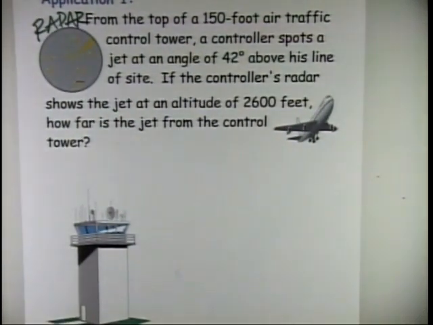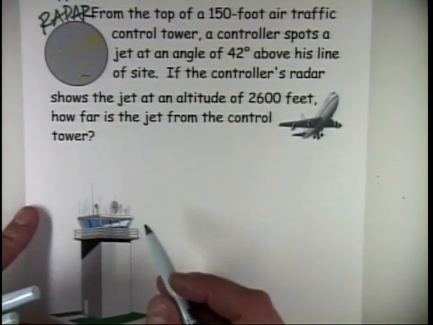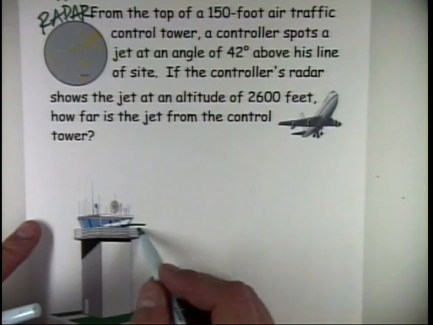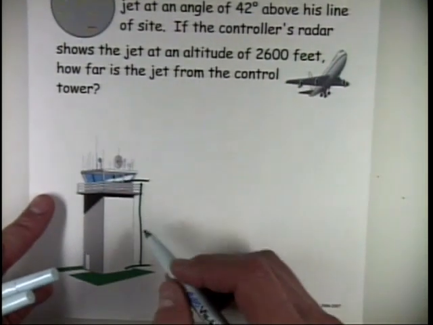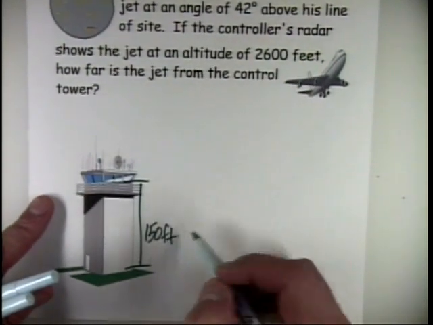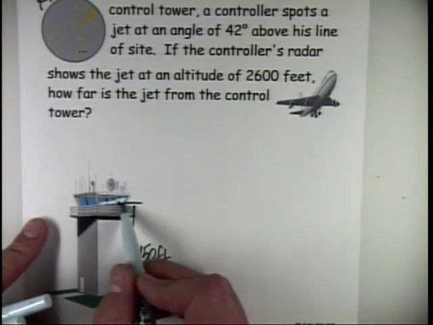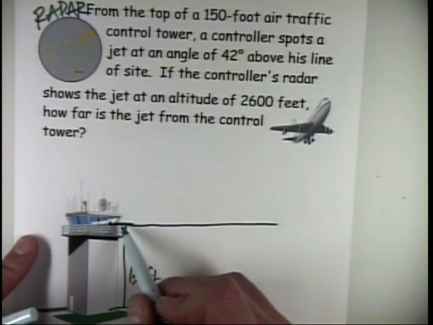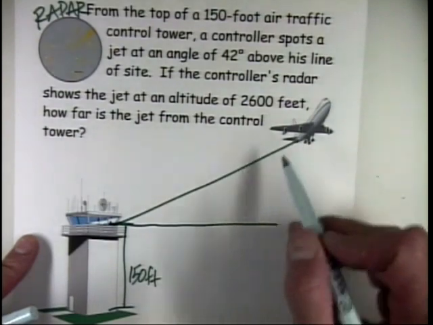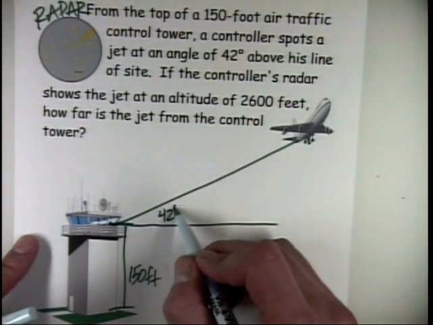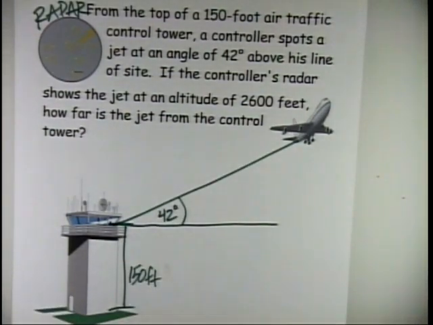Well, word problems have a lot of words in them. That's why we call them word problems. We need to make sense of what's going on here. Okay, I read in there somewhere that we've got a control tower that's 150. So I know this is 150 feet. And there's a controller up here. And if we draw a horizontal line of sight, it says that he's looking up at this plane right here. And that is our angle of elevation that we talked about on the previous episode.